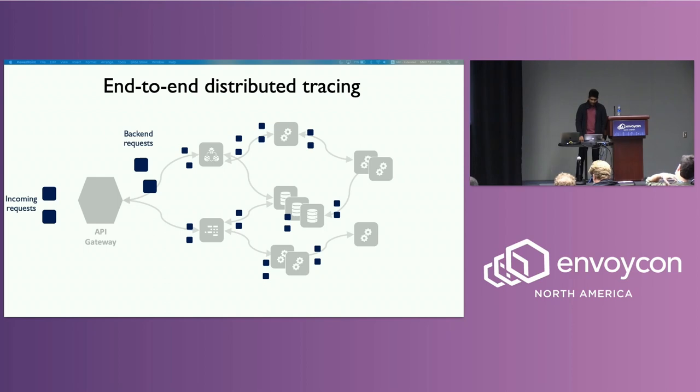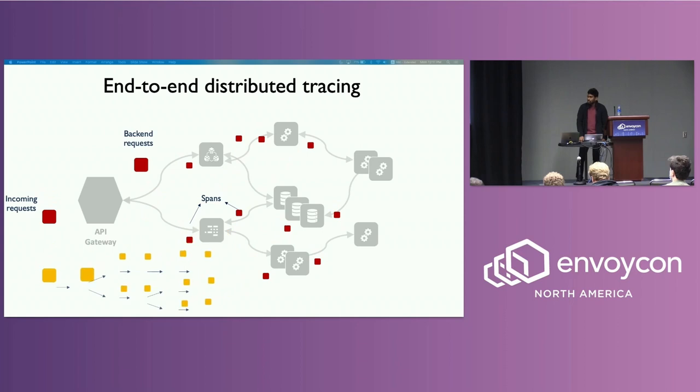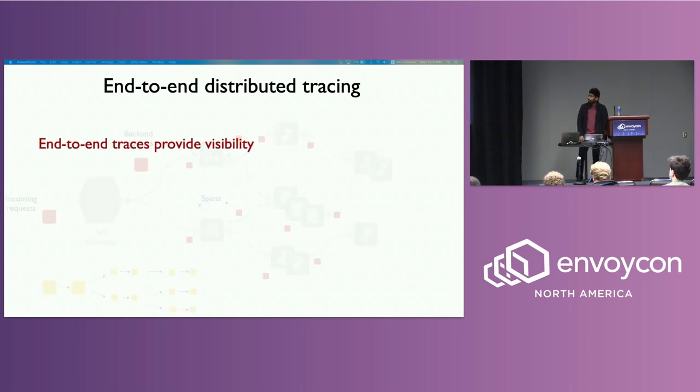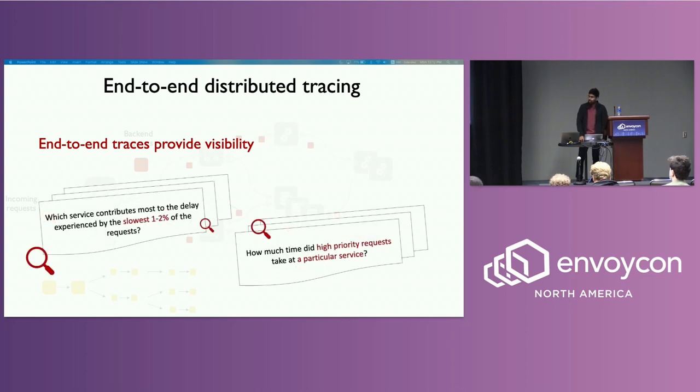So for example, let's say you have incoming requests arriving at the API gateway, and there could be two of them as shown here, red and yellow. All the red and yellow rectangles here correspond to many requests that propagate within the system, or what we call spans in this terminology. The job of distributed tracing is to put together these spans in such a way that you can obtain the call graph of a single request as it is flowing through this microservice system. These end-to-end traces can provide visibility, which can be very useful for answering queries like, which service contributes most to the delay experienced by the slowest 1 to 2% of the requests, or maybe how much time did high priority requests take at a particular service?